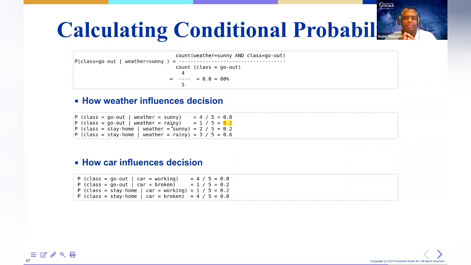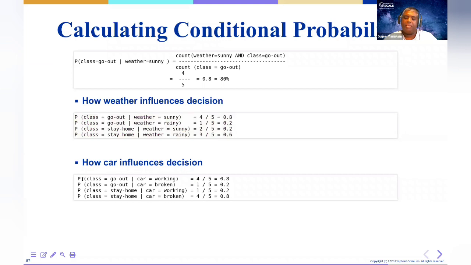Again, don't get lost in the numbers. It's just a simple counting game, right? You count how many times this is 1, how many times this is 1. That's it, right? And so on and so forth. And we calculate all the related probabilities. So this is weather, right? Whether sunny going out, whether sunny staying home, all different combinations.